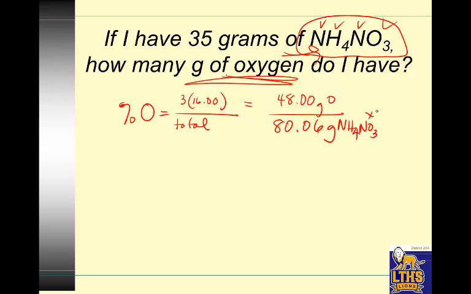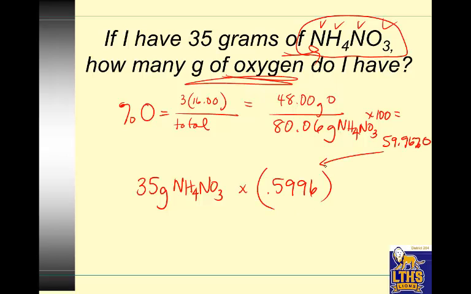NH4NO3. It's ammonium oxide. I'm sorry, ammonium nitrate. And I find out that there's 59.96% oxygen in every sample of ammonium nitrate. What if I only have 35 grams? So in 35 grams of ammonium nitrate, how much of that is oxygen? Well, if I take 0.5996, because that's the percent of oxygen, then I find out in this sample that there would be 20.98 grams of oxygen in that sample. Okay, so that's one way to do it.